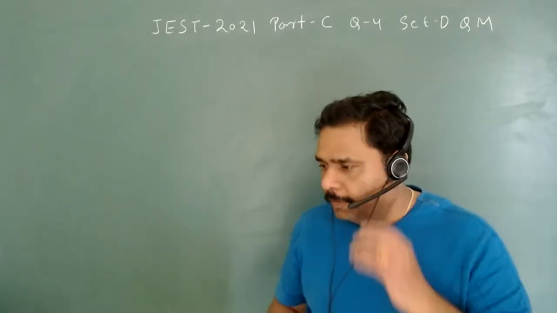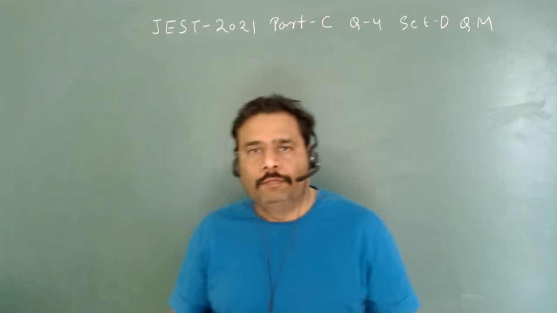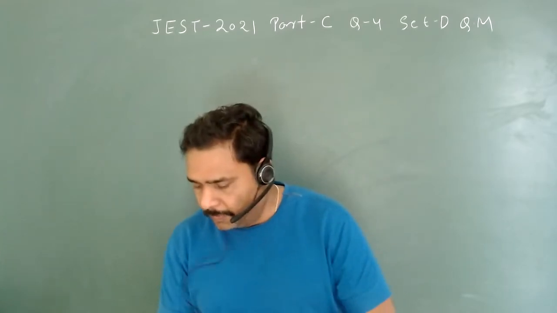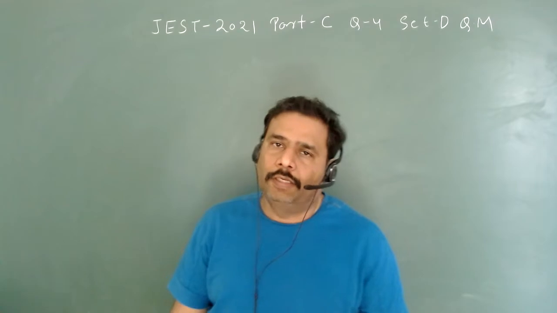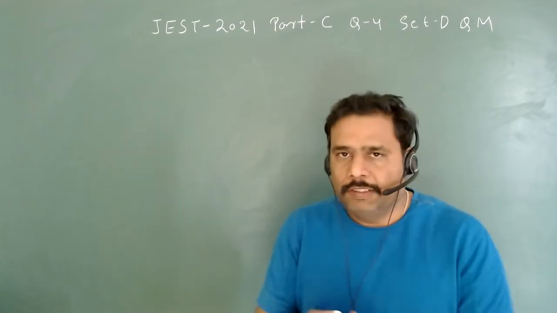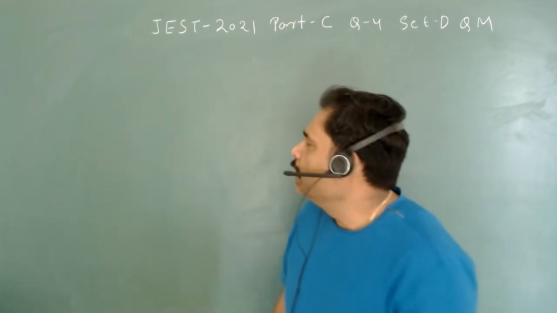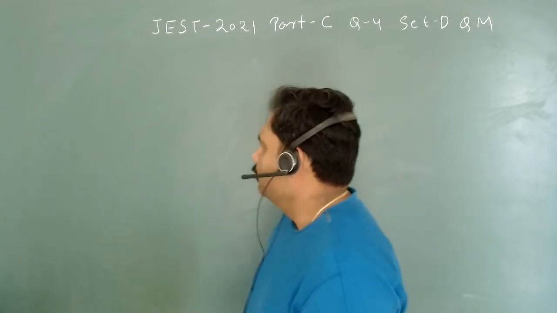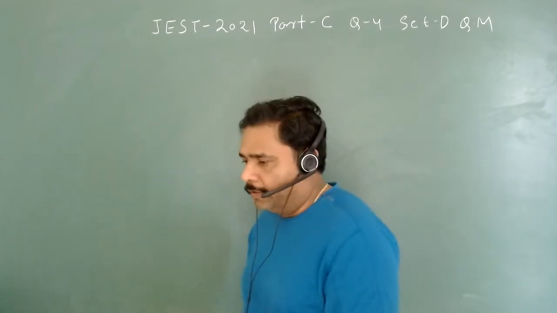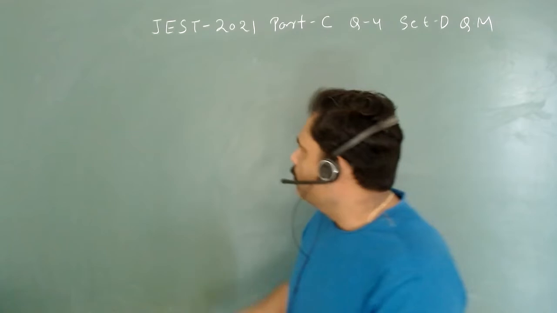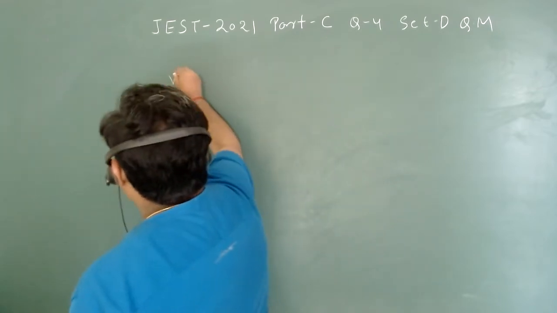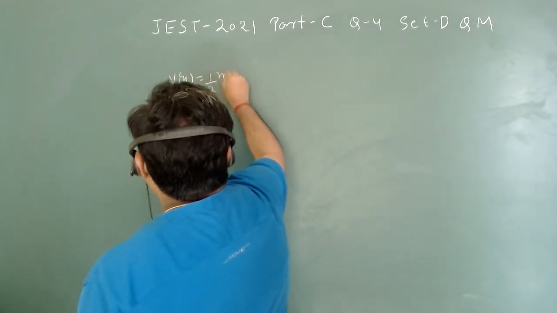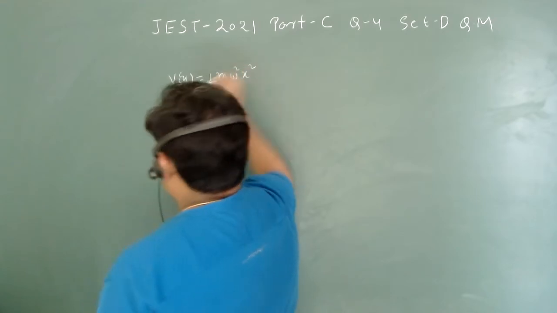Hello students. So let's try to solve one more problem from the JEST 2021 exam, and it's a problem from quantum mechanics, mainly from simple harmonic motion. The problem is very interesting. It is given that there is a harmonic oscillator. We can assume that my potential is half m omega square x square. So this is just our assumption.